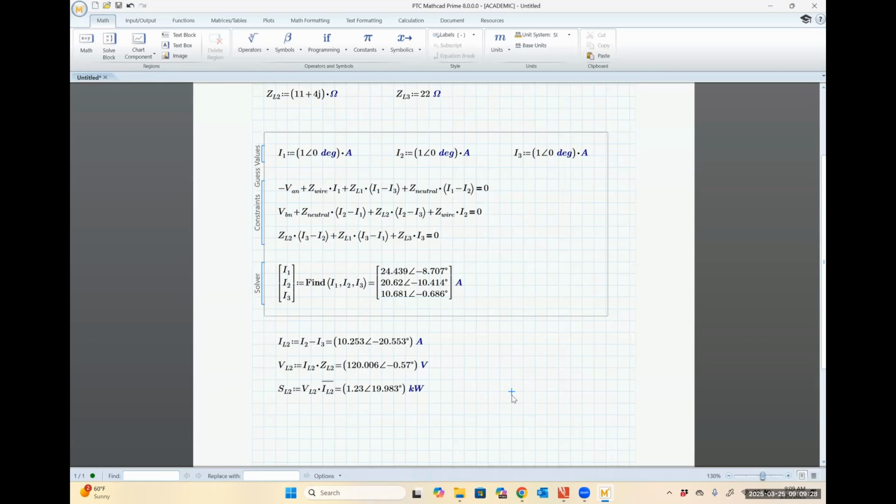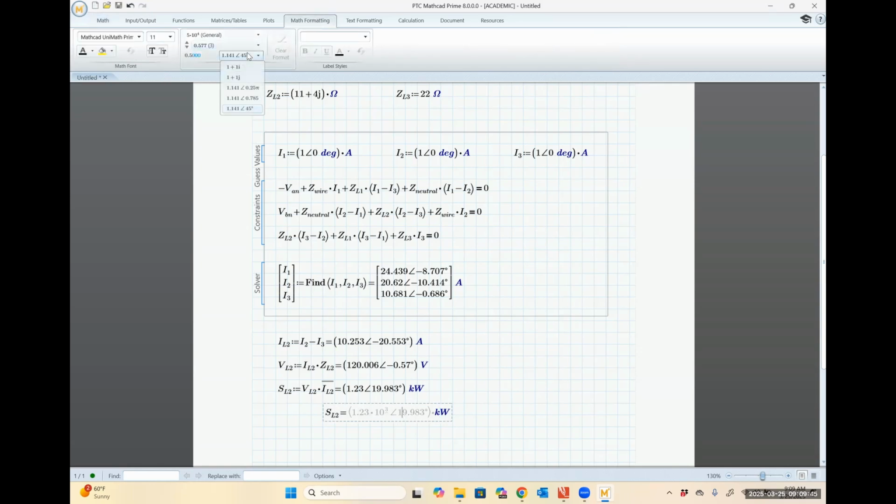Okay. If we wanted things in rectangular form, I could just do SL2 is equal to, let me just scooch this over, put it in kilowatts again, and I'm just going to tell it specifically to give me the result here in rectangular form so that I can now see what my average power, reactive power, etc. are. Okay.